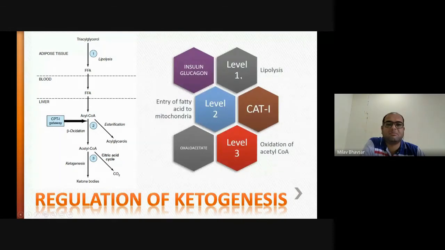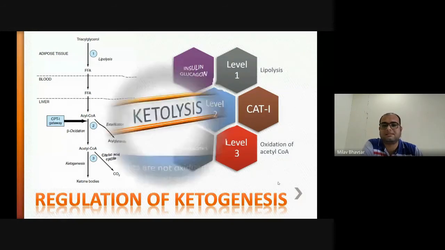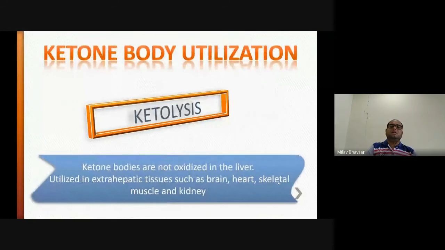First level, lipolysis works on insulin or glucagon. Second, entry of fatty acid into mitochondria, the CAT1 enzyme, and third depends on the oxaloacetate availability. How oxidation of acetyl coenzyme A is there. If less amount of oxaloacetate is there, then it is going to help generate the keto acid. Then the lysis part, how it is getting degraded.